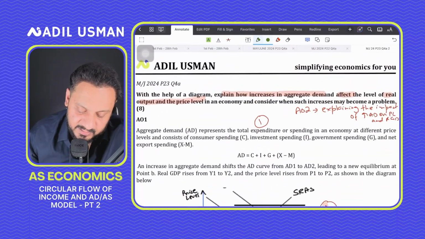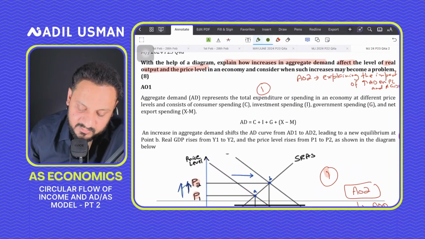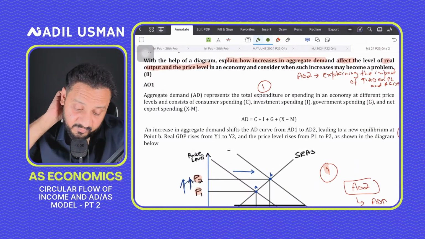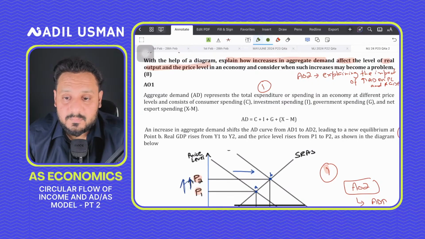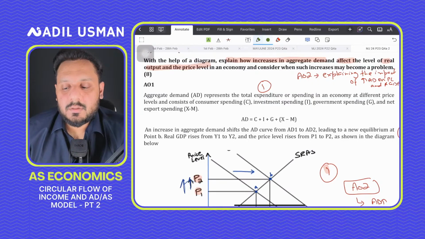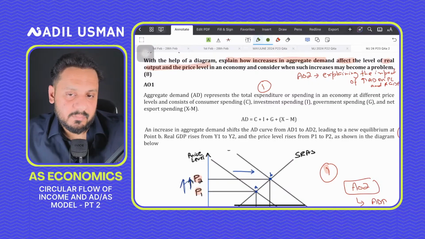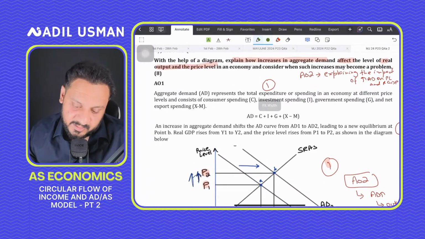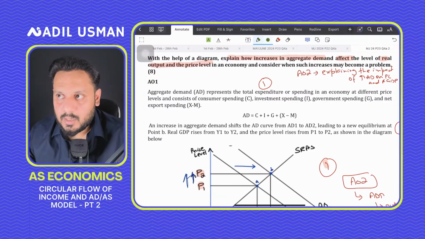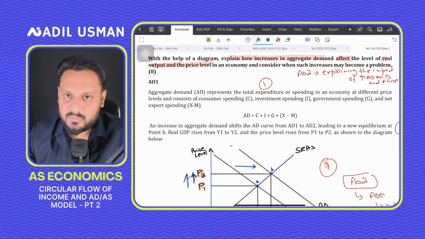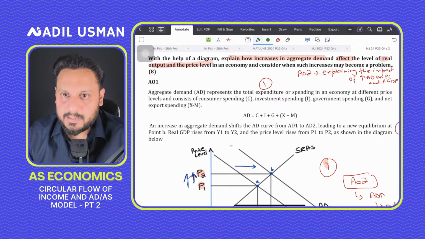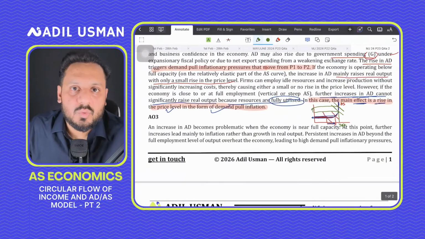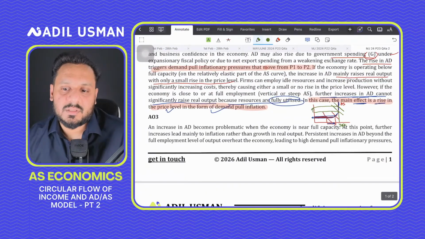The question was saying, explain how an increase in AD affects the level of output and prices. So you're going to say that it's not necessary that prices and real GDP always go up at the same time. Sometimes real output may go up while prices will not change, while sometimes prices may go up and no change in real GDP. This is still AO2. This is not evaluation or something.